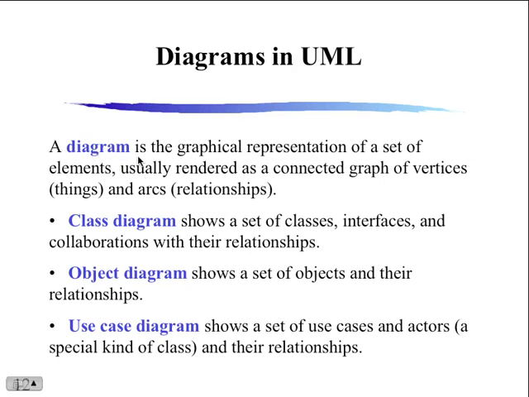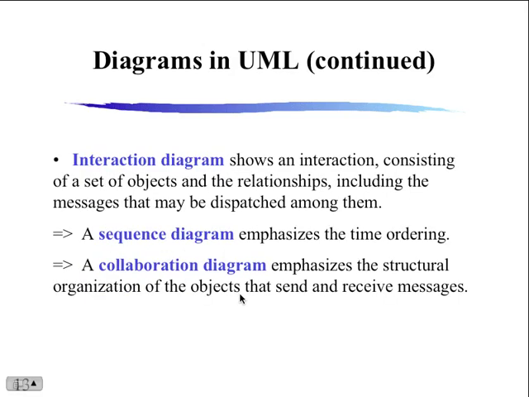So keep in mind that the diagram is the graphical representation of a set of elements. The class diagram shows the classes and interfaces, the collaboration diagram shows the objects themselves and their relationships, and the use case diagram shows the use cases and the actors. We've seen those already, but we'll see a couple of different, more complicated looking examples, now that you understand what you're looking at.